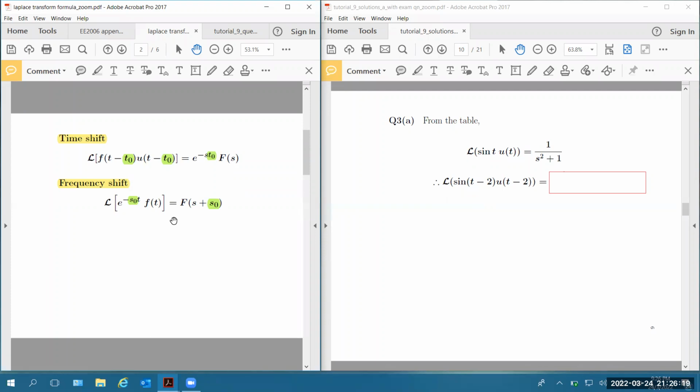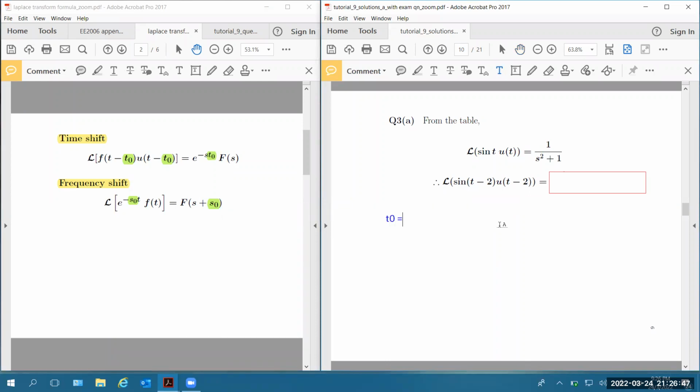Time shift. We should do time shift, because of the u(t minus 2). It's very obvious. Whenever you see u(t minus some constant), you straight away match to time shift. And then you try to adjust the other part to make it f(t minus t naught). So here it's very straightforward. We have to match to a time shift.